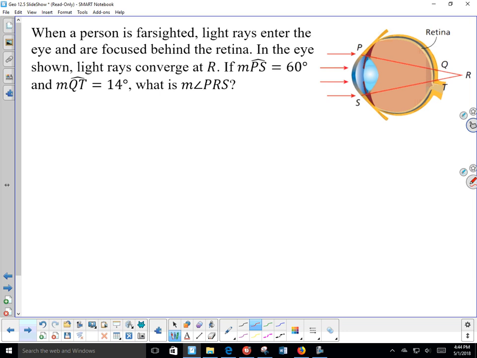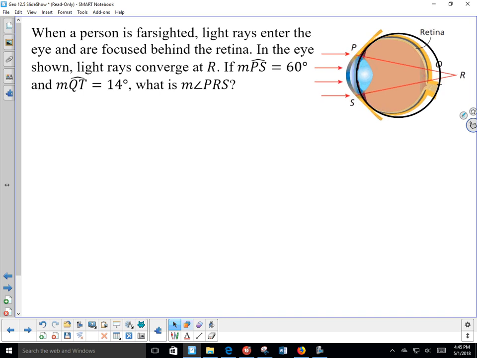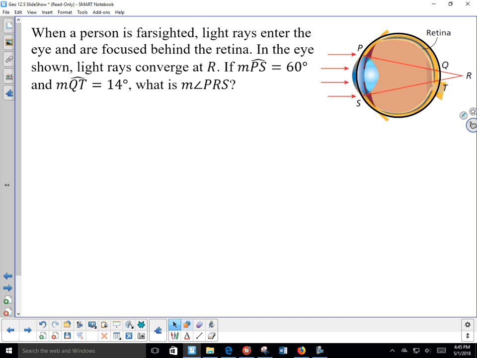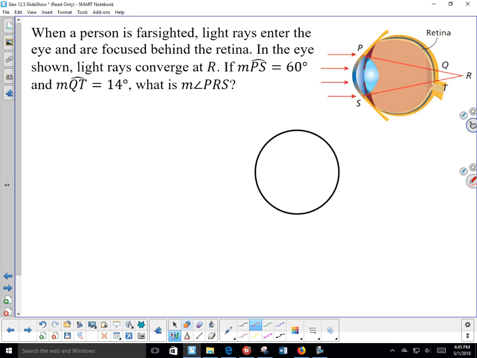So in this case, notice the eyeball here sure looks like a circle, right? There's our circle. And so we have our PS, if you will. Our PS here is like an arc on a circle, and they tell us that that arc measures 60. So I'm just going to bring our circle down here and draw a little sketch. So I've got a secant like this and a secant like this.